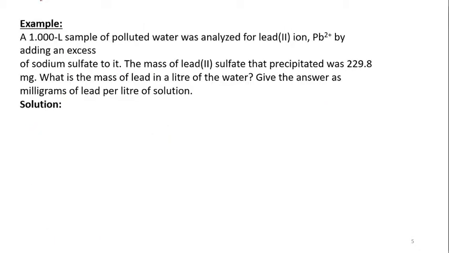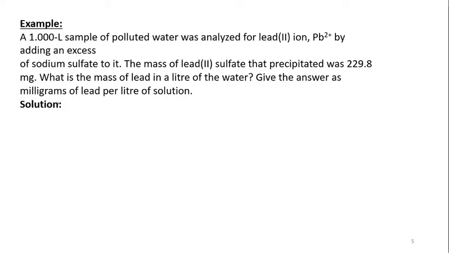Let's take another example. A 1 liter sample of polluted water was analyzed for the presence of lead ions by adding an excess amount of sodium sulfate. The mass of the lead sulfate that precipitated was around 229.8 milligrams. What is the mass of the lead in a liter of the water?